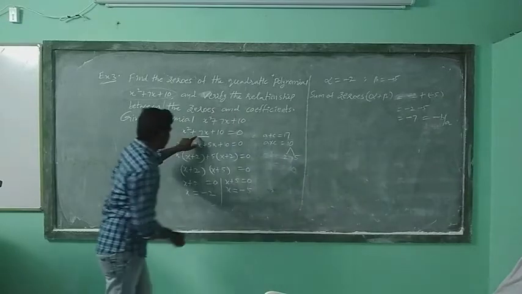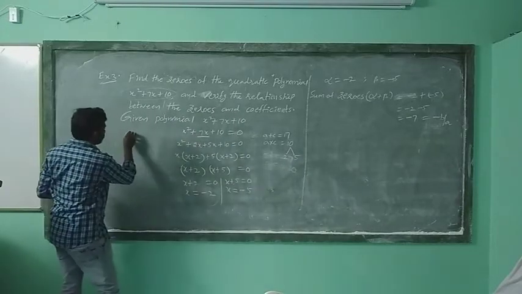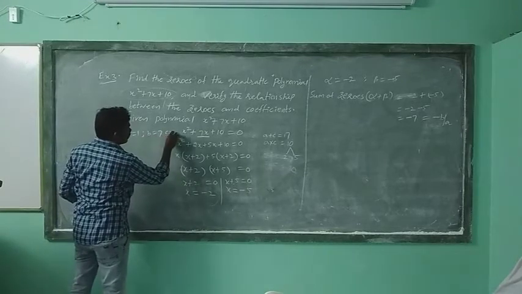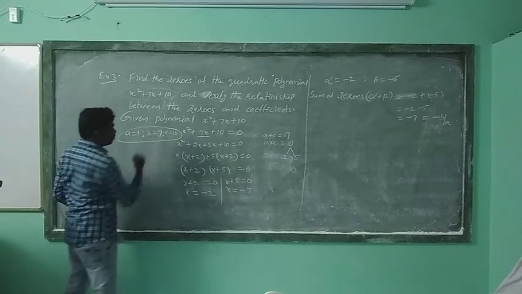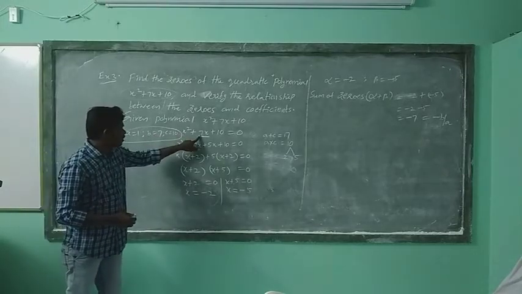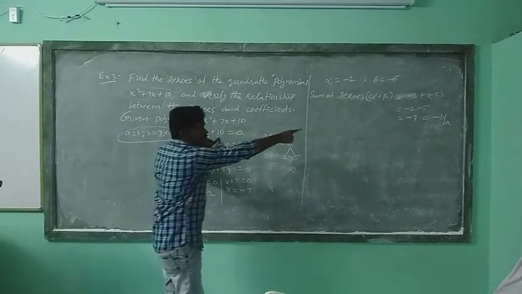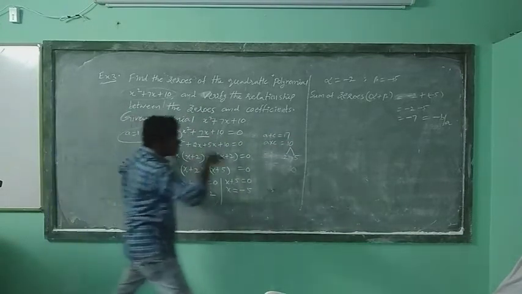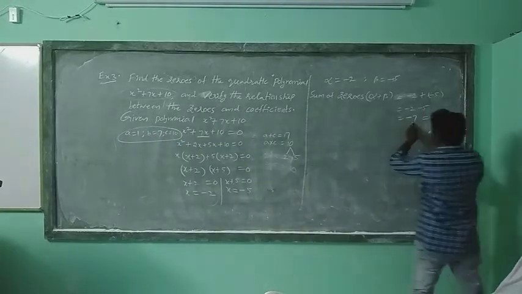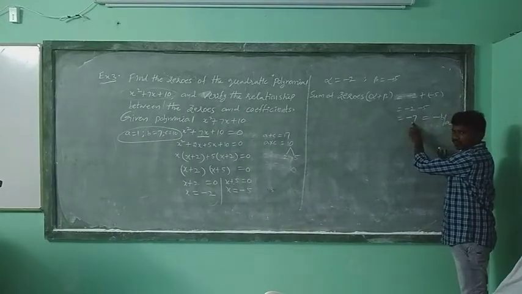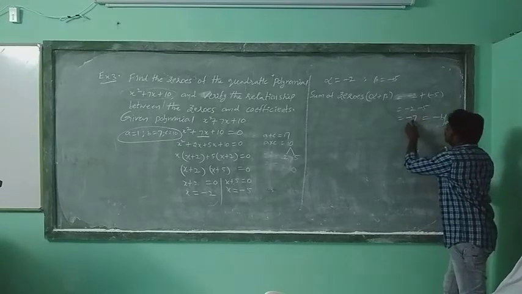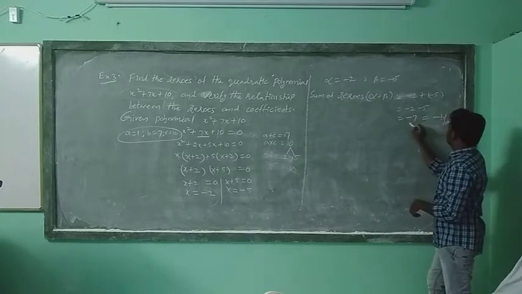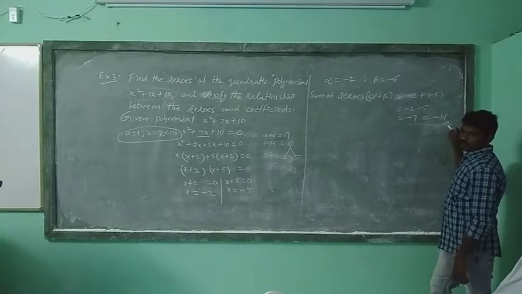Listen, here a equal 1, b equal 7, c equal 10. Now formula minus b by a: minus b, b value 7, so minus 7 by a value 1. Are you understanding? Minus b by a means minus 7 by 1, which is minus 7. Now these two are equal.